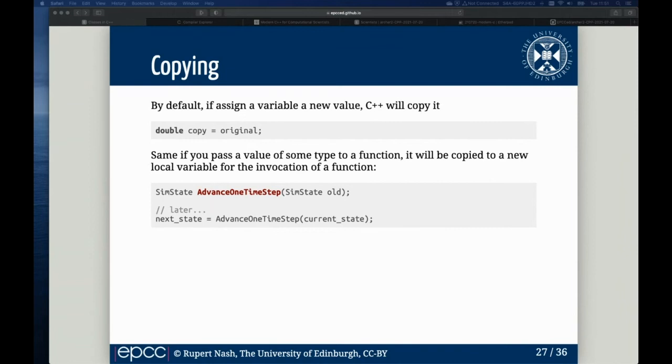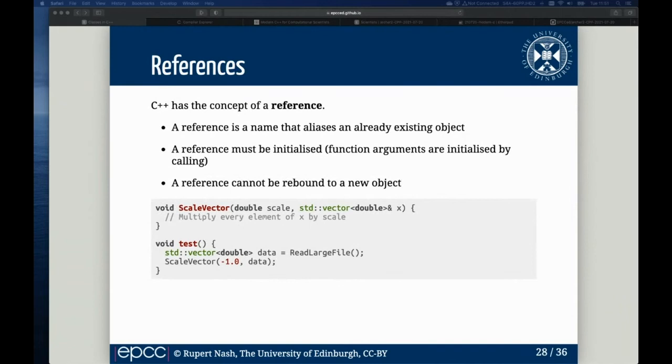It's worth pointing out again that exactly what copying means for a type that you've defined is up to the programmer, and this is part of its interface. We'll talk about this probably tomorrow at some point. So to help with this, C++ has the concept of a reference, which is a name that aliases an already existing value or object.